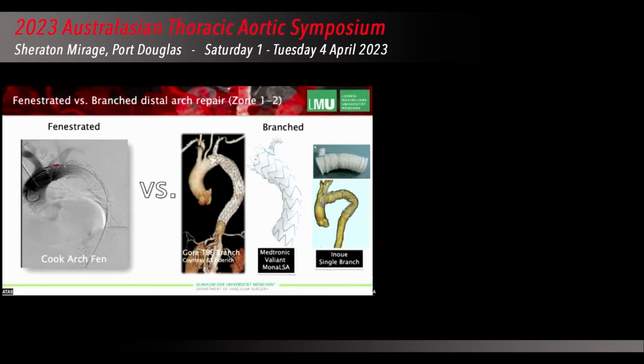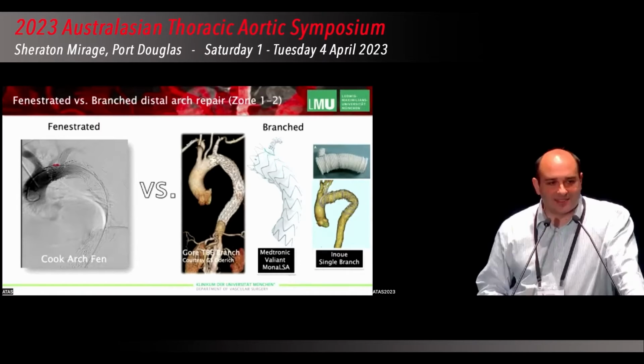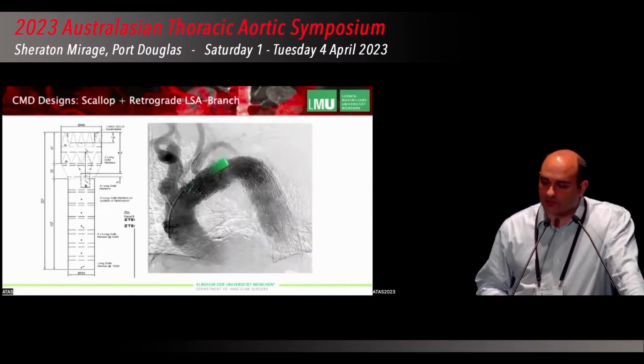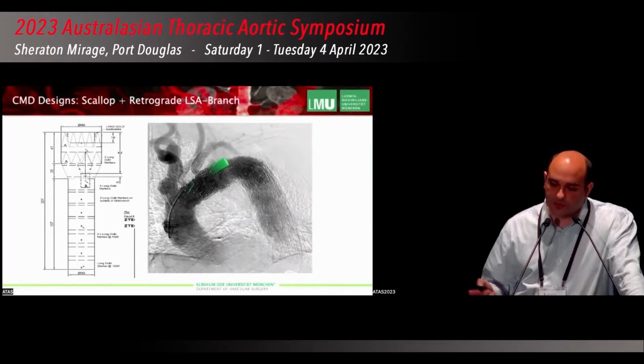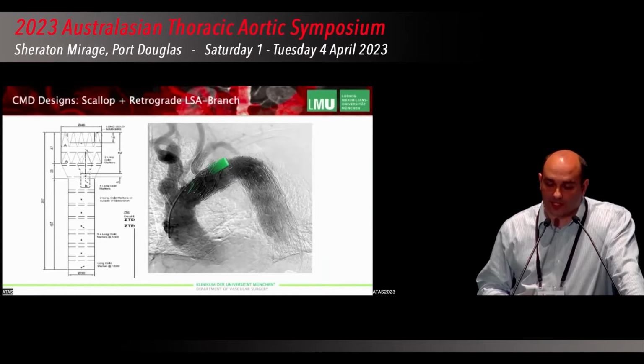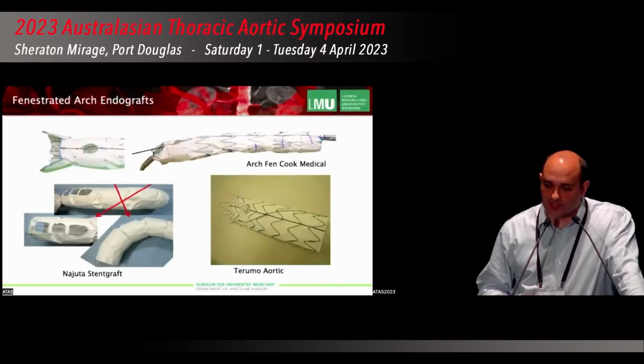There is a main difference and a restriction with respect to the retrograde branch, that you still need a landing zone between the left carotid artery and the left subclavian, which doesn't really come in handy very often, and therefore the solution of a fenestration with a scallop is quite often much more convenient. There is now also the option as a CMD device to get a retrograde scallop and a retrograde branch and a scallop for the left carotid artery. However, that reduces a little bit the seal zone proximally, and the long-term results of this device need to be awaited.